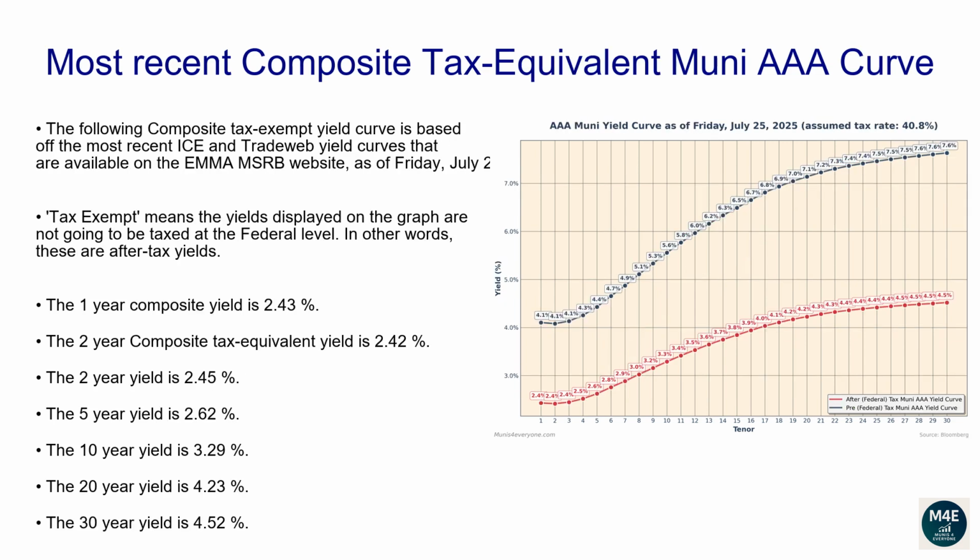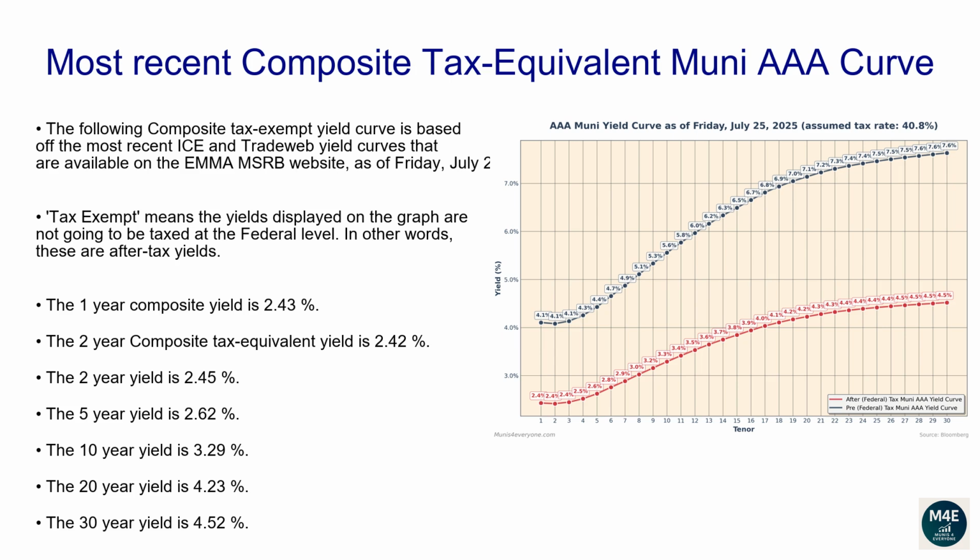Let's now go over the most recent composite tax-equivalent muni AAA curve. The following composite tax-exempt yield curve is based off the most recent ICE and TradeWeb yield curves that are available on the EMMA MSRB website as of Friday, July 25th, 2025. Tax-exempt means the yields displayed on the graph are not going to be taxed at the federal level. In other words, these are after-tax yields.